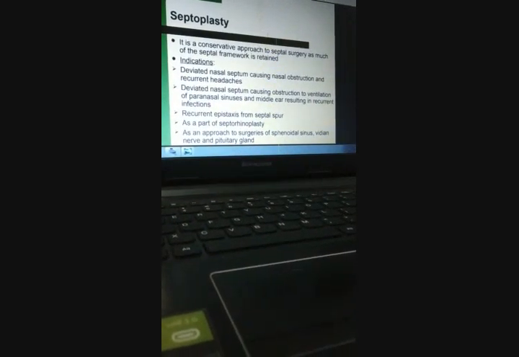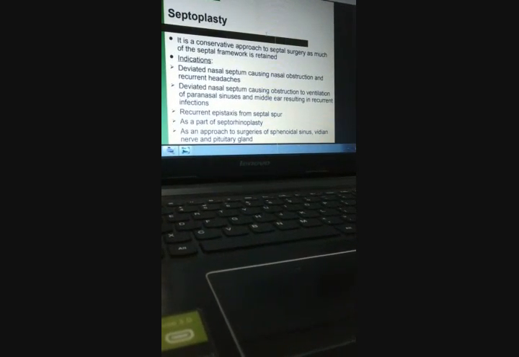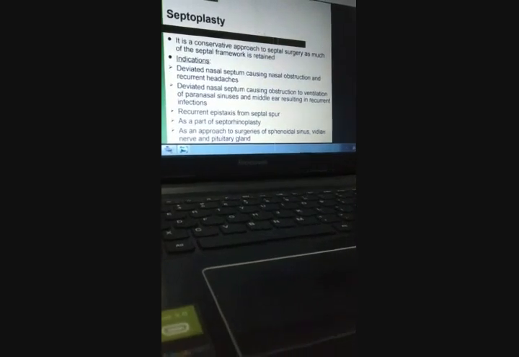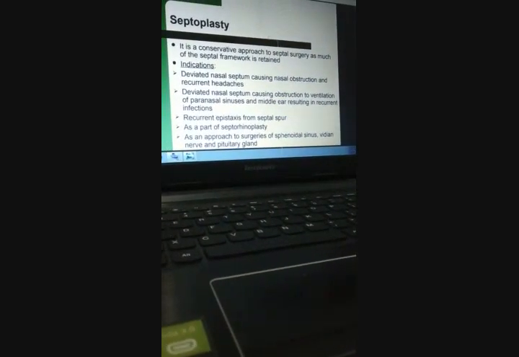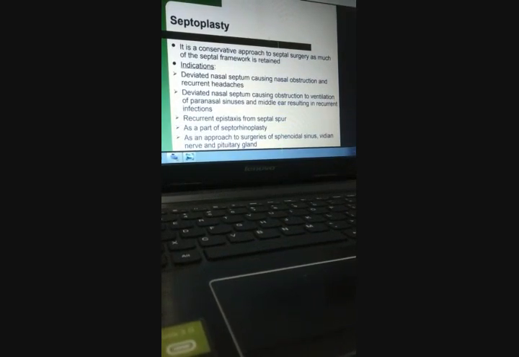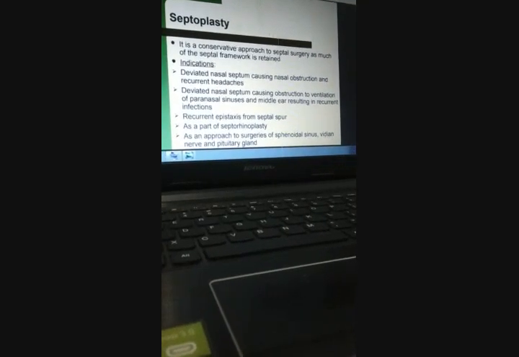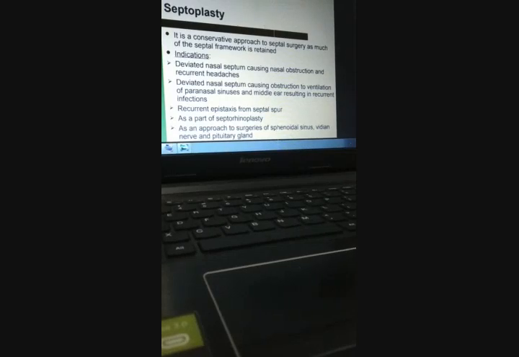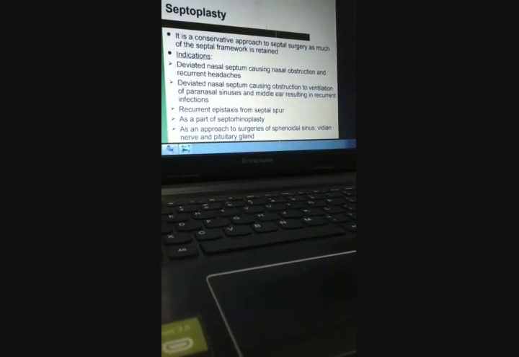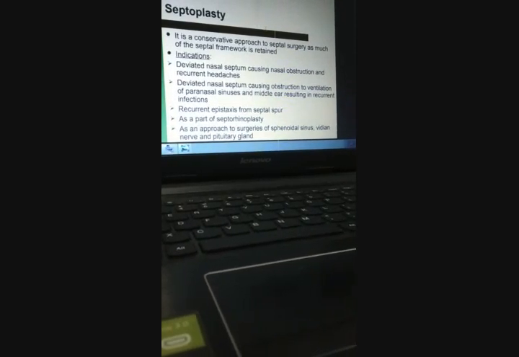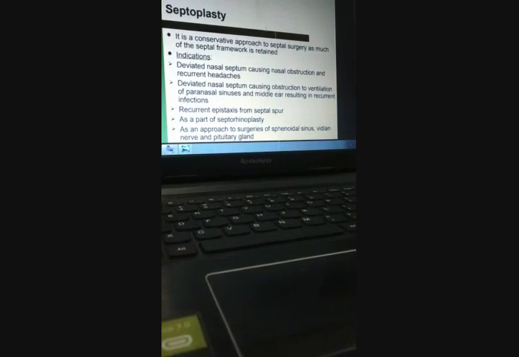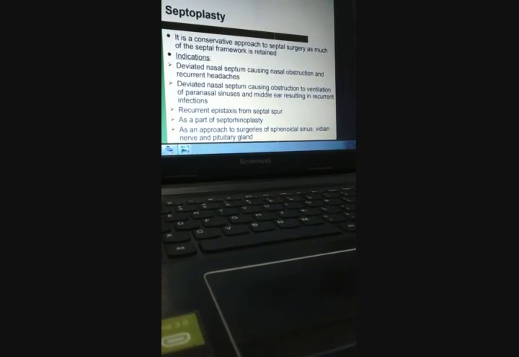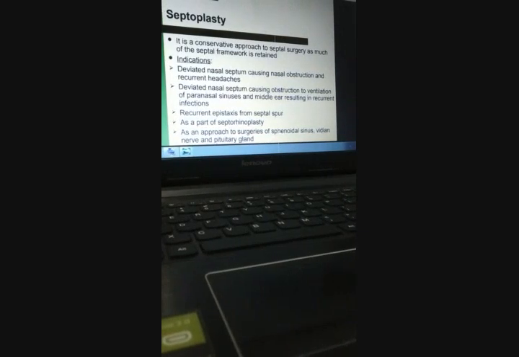Now the second operation is septoplasty. So it is a conservative approach to septal surgery as much of the septal framework is retained. So it is a conservative method. Only the deviated part of the septum is removed and most of the septal framework is retained.